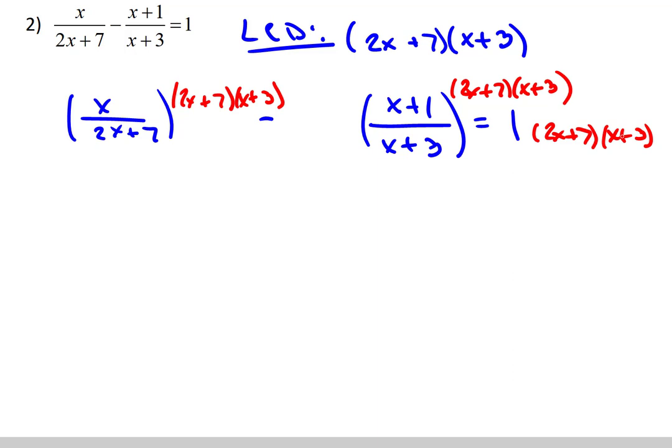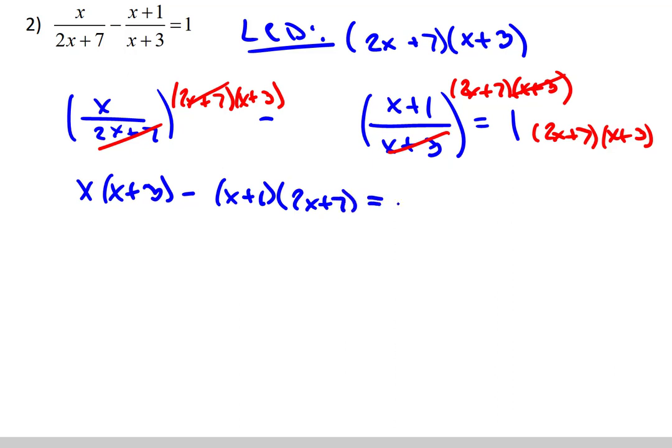When we do this, of course, things cancel all the way to the left. The 2x plus 7's cancel. Secondly, going on to the right, the x plus 3's factors cancel. Then we'll rewrite what's left. That'll leave us with x times x plus 3 minus x plus 1 times 2x plus 7. And that's all equal to 2x plus 7 times x plus 3.